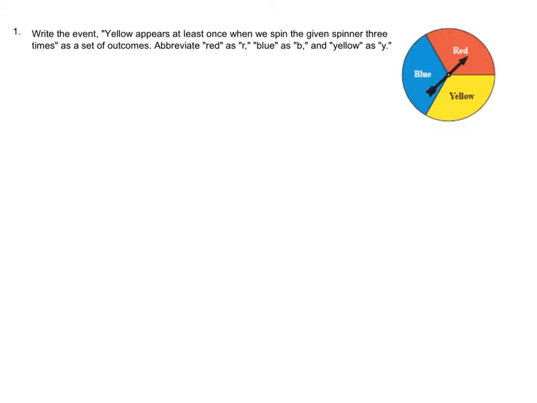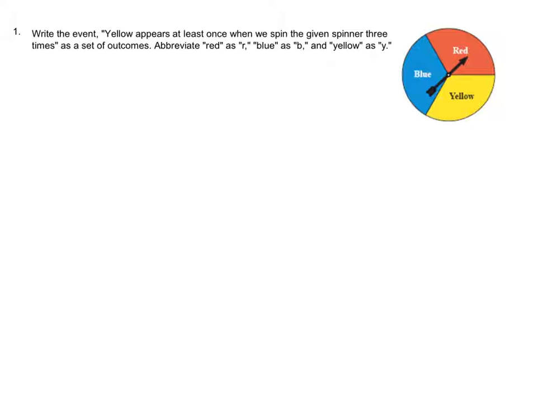Sample spaces and events. Write the event "yellow appears at least once when we spin the given spinner 3 times" as a set of outcomes. Abbreviate red as R, blue as B, and yellow as Y.